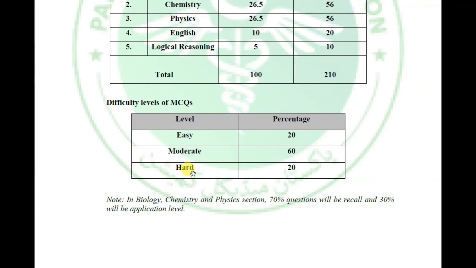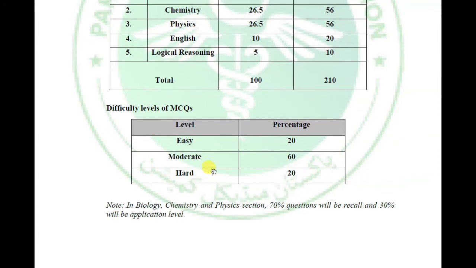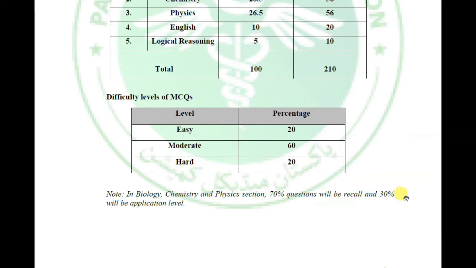Basically, the hard and some part of moderate form the 30% of MCQs that will be application level, meaning understanding level. 30% of the MCQs will be understanding level. So you should have a concept of each and every subject to solve these types of MCQs. While 70% will be recall. In these types, the majority of the questions, 70%, are recall.